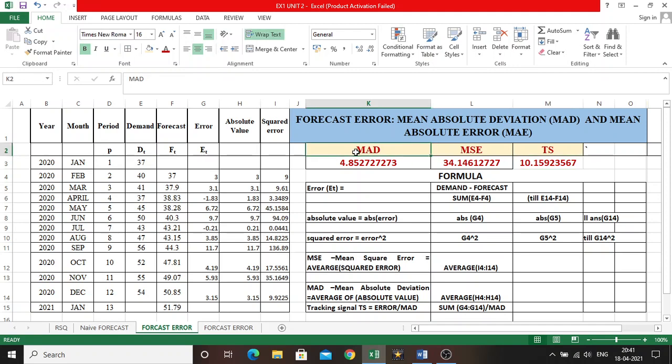Thereby we can calculate MAD, MSE, TS. To calculate TS, the formula is error by MAD value. So here the value lies between G4 to G14 divided by the value of MAD, that value is in K3 cell. Thank you.